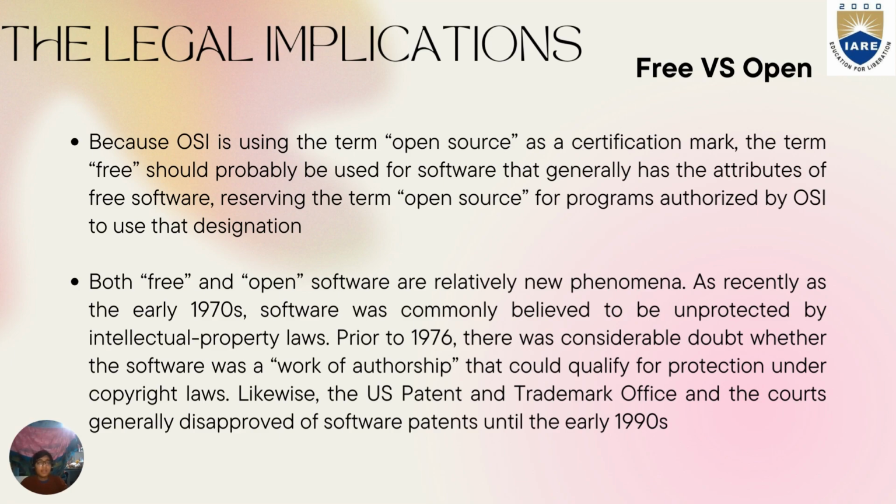As recently as the early 1970s, software was commonly believed to be unprotected by the intellectual property laws. Prior to 1976, there was considerable doubt whether software was a work of authorship that could qualify for protection under copyright laws. Likewise, the U.S. Patent and Trademark Office and the courts generally disapproved of software patents until the 1990s.